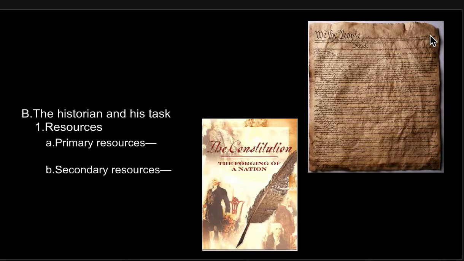There are also secondary resources. Secondary resources are those that explain or interpret the actual event or that explain those primary resources. An example would be a textbook that is telling you what is said in the Constitution. The primary resource for that would be the Constitution itself, but the secondary resource would be any sort of explanation. And there are lots of different secondary resources.